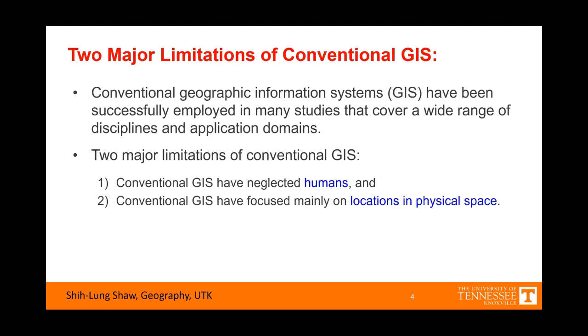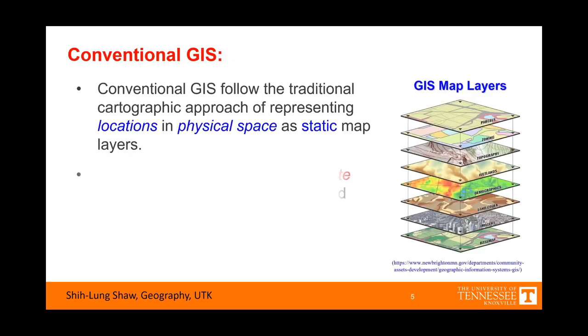The second one is that GIS has focused on locations in absolute space. If you look at Google Maps, you see a map, okay? And the locations of different places. I don't think that's sufficient to address many challenges we are facing in today's hybrid physical-virtual world. I will get into that discussion in the remaining slides.